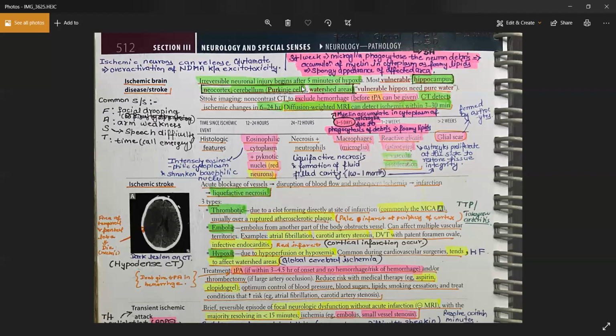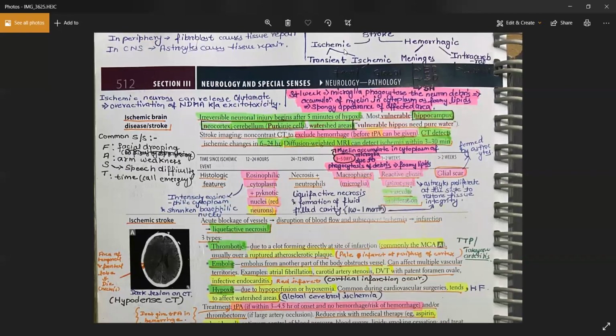And if this hypoxia happens only for 5 minutes, if it resolves before the 5 minutes, what you will get is the transient ischemic stroke. The cell death will be of the reversible type, the injury will be of the reversible type, and all the symptoms will be resolved after some time. Now, the most vulnerable areas are your hippocampus, of course the neocortex, the cerebellum with the Purkinje cells, and the watershed areas. They will suffer the consequences first, and then the later areas.